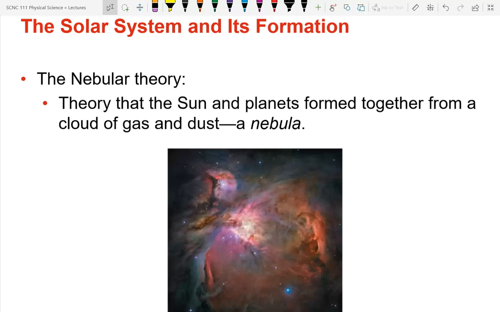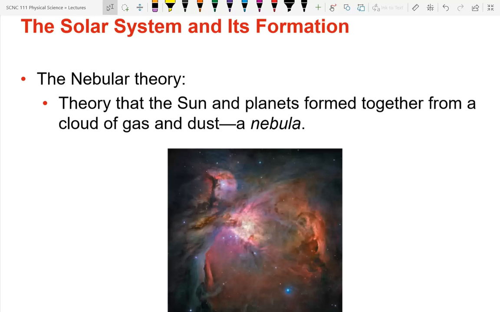But this gas cloud had motion, right? Molecules are moving around. So on average, there's going to be just a little bit of average rotation. And as things get pulled in, it's just like an ice skater. What happens to an ice skater's rotation rate when they pull their arms in? They spin faster. And so the same would happen with the solar nebula. As gravity pulls it in, its rotation will spin faster.